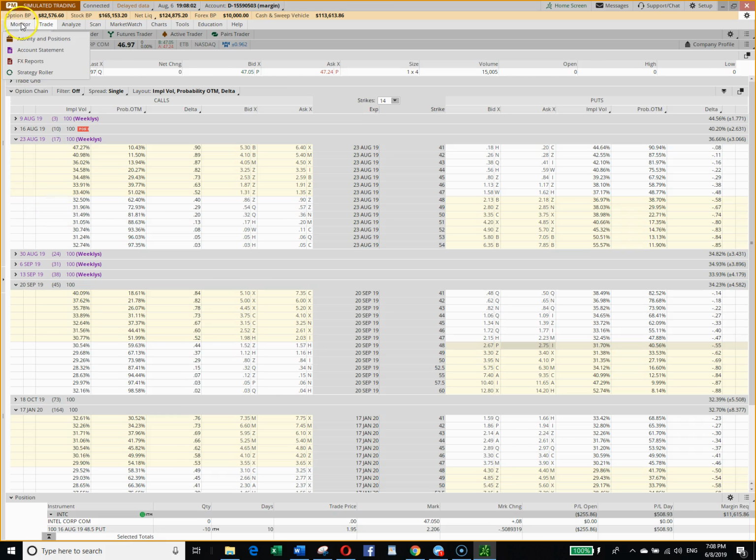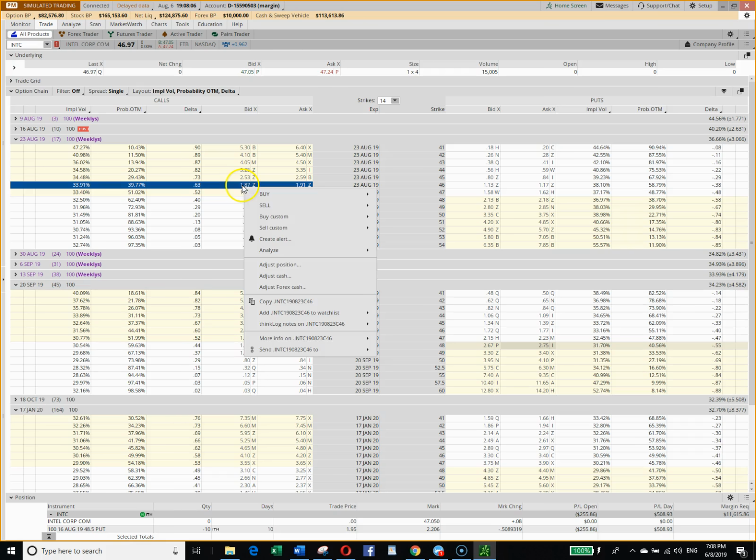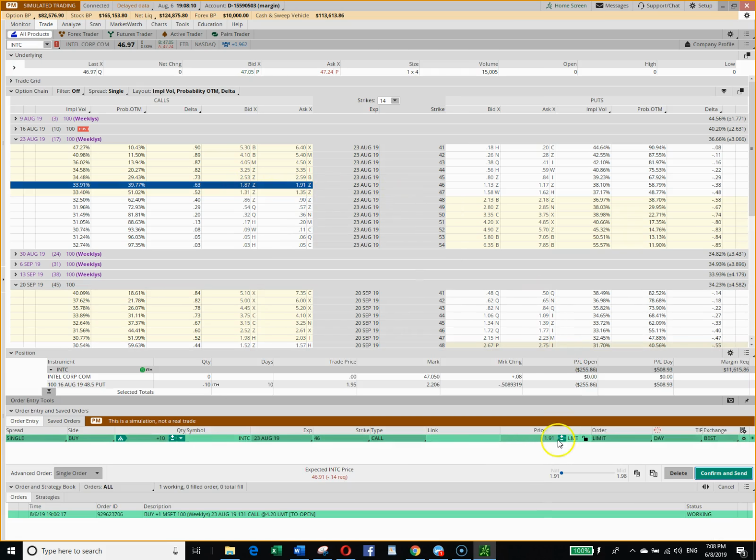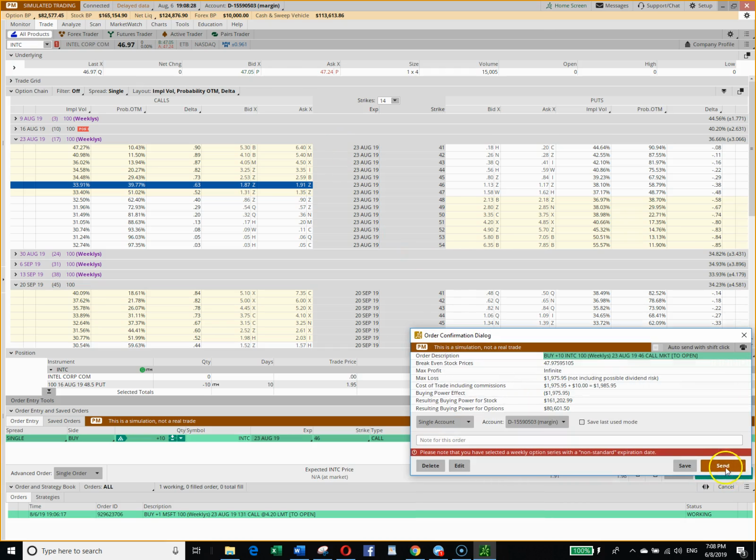Now one small thing I want to share with you is, in the trade, if you are buying this, for example, you say buy, you say single, and you will notice here when you are live that the price is changing, right? So you don't say limit, you can just say market order. When you say market, it will buy at the ask price, which is slightly higher, but the order will get filled quicker in your paper trading account, right? So say market and confirm and send.